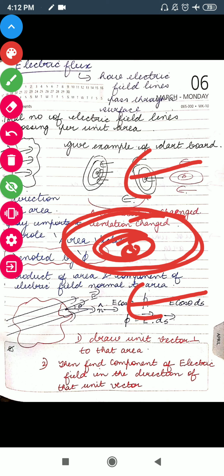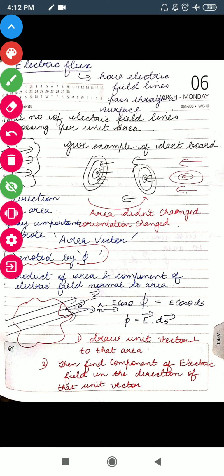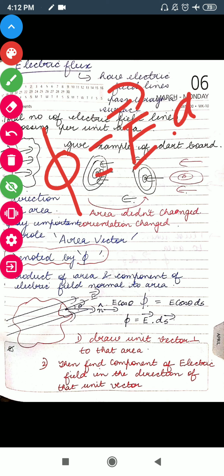So it means that electric flux is denoted by this symbol. It is the dot product of electric field and area vector. Here area is not a simple area, it is an area vector. And what is this area vector? Area vector is any perpendicular to the area. Any perpendicular unit vector to the area is known as the area vector. And the angle is always between the area vector and the electric field.